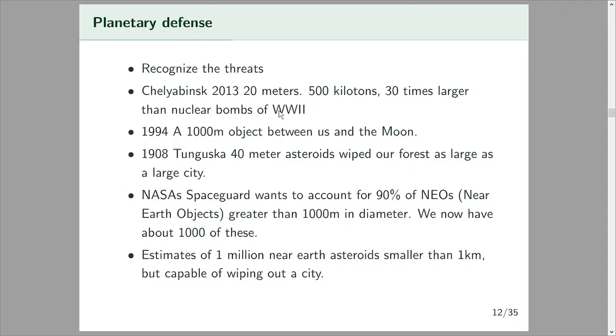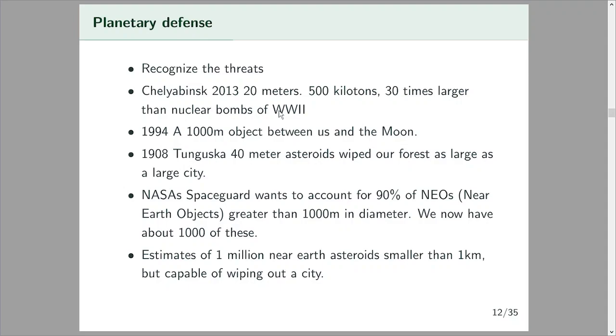In 1994, a 1 kilometer object, so Chelyabinsk was 20 meters, this is 1,000 meters, passed between the Earth and the Moon. So these are things we want to watch. In 1908, in Tunguska, in Russia, a 40-meter asteroid wiped out a forest as large as a city.